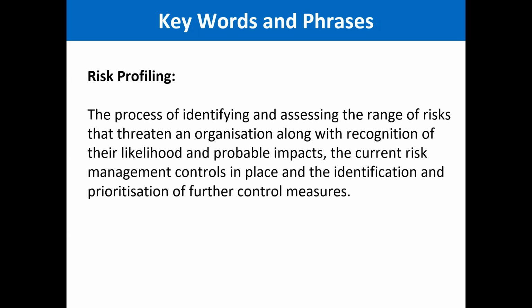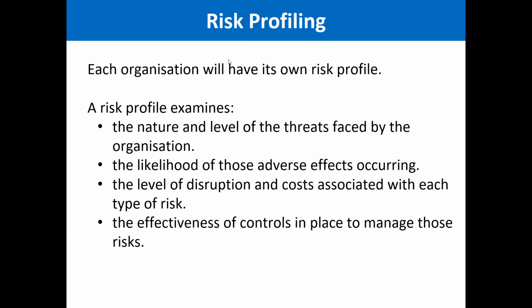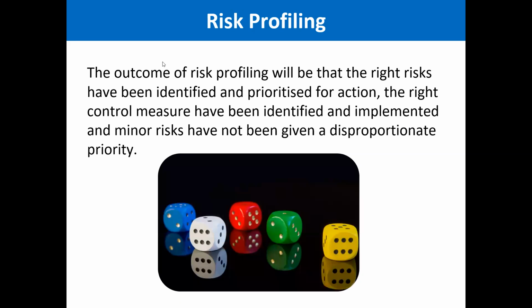So risk profiling is something which we do in order to understand the range of risks that are posed to an organization, and then it will help us prioritize the controls as well. So this is called risk profiling. How do we do risk profiling? Risk profiling looks at the nature and level of the threats faced by the organization. It looks at the likelihood of those adverse effects occurring. So how many chances are there that that adverse effect will happen, and how much disruption and cost will be associated with that risk. So risk profiling is a high level risk overview. You don't look at everything in minute detail, but you have a bird's eye view of it, a high level view of it. And we also discuss the effectiveness of the controls in place.